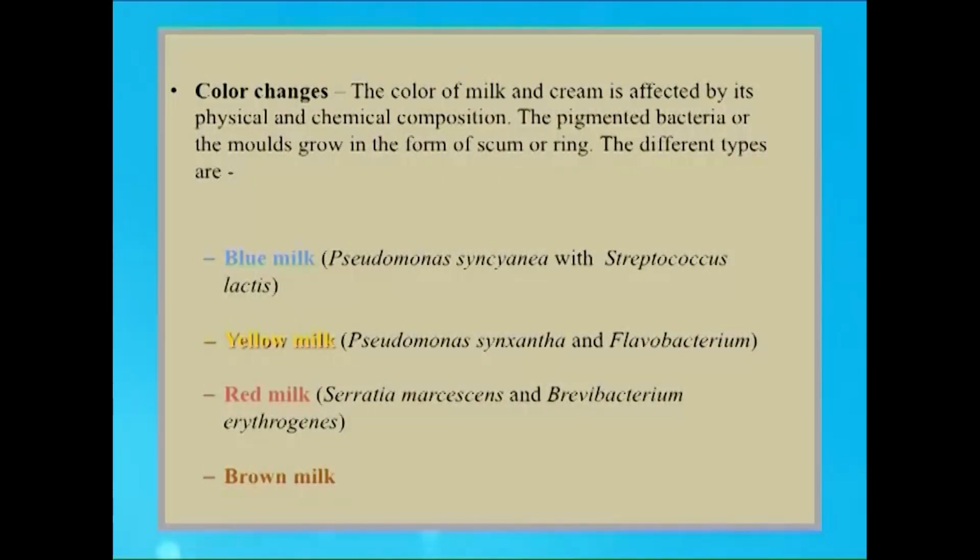Color change is again a very important type of spoilage of milk. The different types of milk we can observe are blue milk, caused by species like Pseudomonas syncyanea and Streptococcus lactis; yellow milk, produced by Pseudomonas synxantha and Flavobacterium; red milk, produced by Serratia marcescens and Brevibacterium erythrogenes; and brown milk, which is again a microbial fermentation because of the growth of mixed cultures of spoilage bacteria.